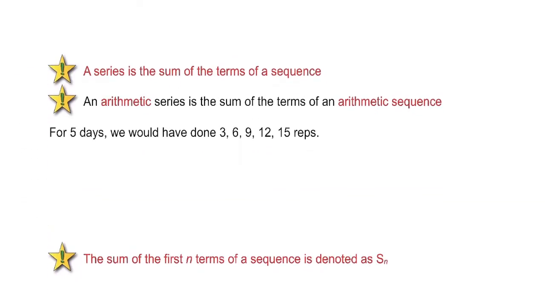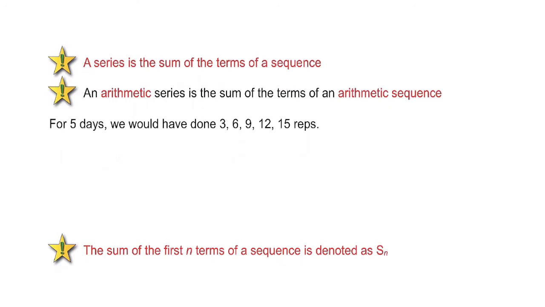Here we talk about the definition of a series. I'm not sure why this term is called the way it is, but a series is basically the sum of the terms of a sequence. Given a sequence, in the example we have the sequence 1, 2, 3, 4, a series is the sum of all those terms added together. So the series of 1, 2, 3, 4 would be 1 plus 2 plus 3 plus 4, which equals 10. So it makes sense that an arithmetic series is the sum of the terms of an arithmetic sequence.